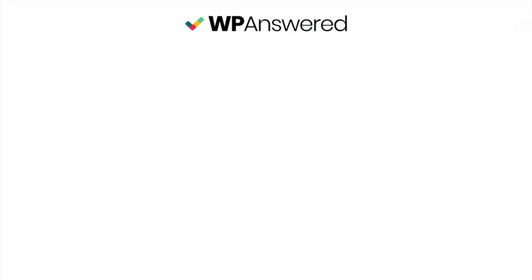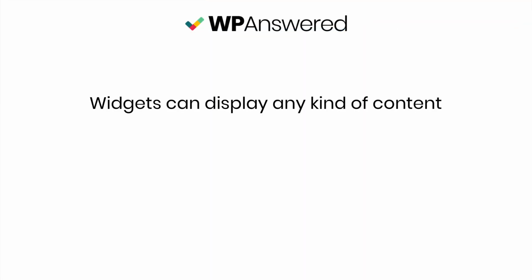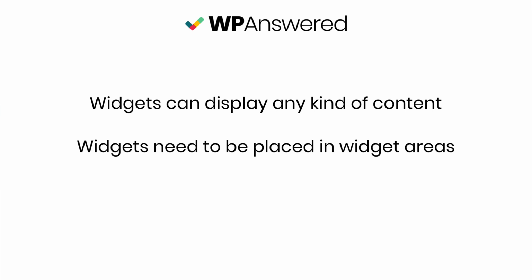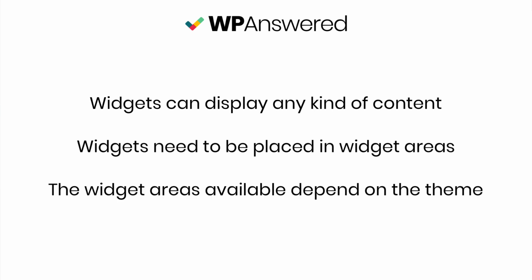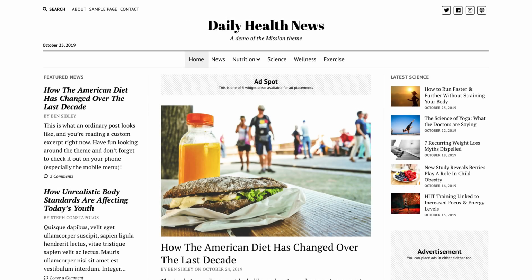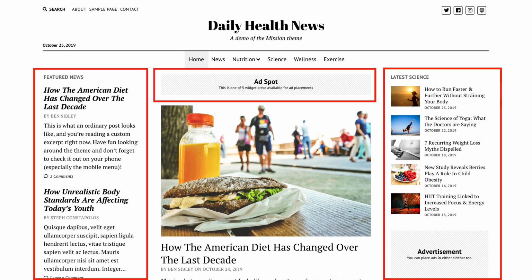The point is, you can use a widget to display any kind of content you want, but widgets need to be placed in widget areas, and the widget areas you have available are added by your theme. For instance, Apex has one widget area styled as a sidebar, whereas the Mission News theme has 8 widget areas, including 2 sidebars and other placements like above the posts.